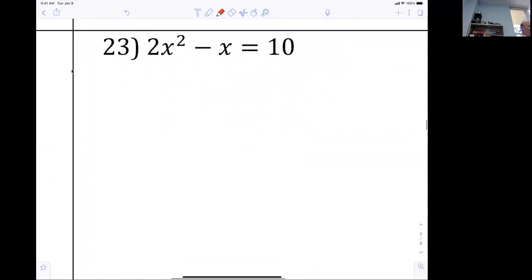All right. Here we go. What is wrong with the next one? 2x squared minus x equals 10.